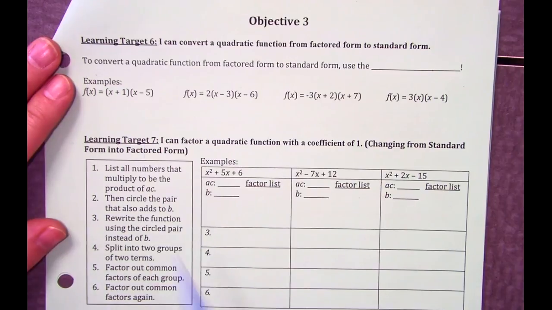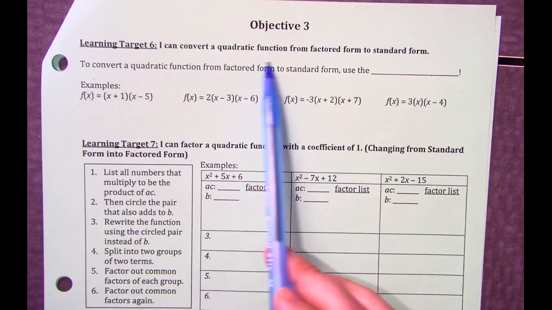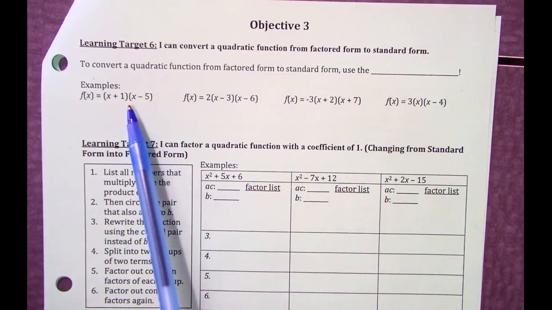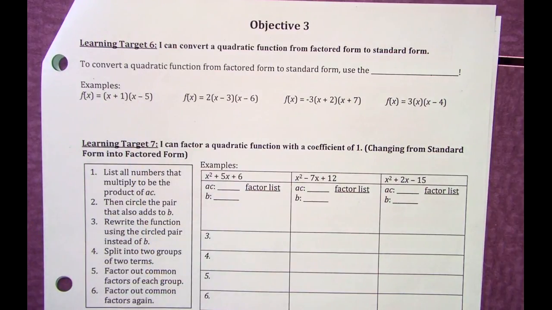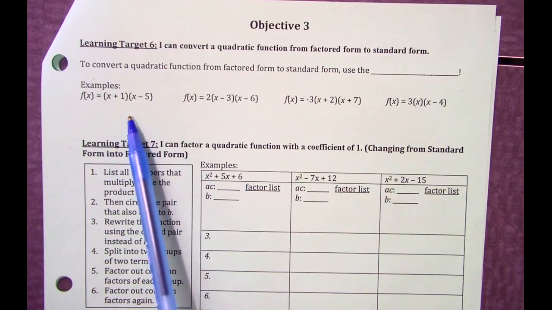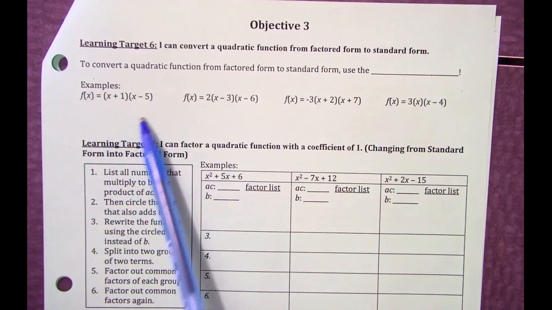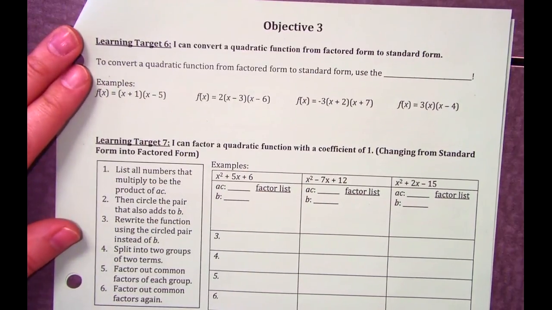For example, learning target 6 says I can convert a quadratic function from factored form to standard form. So if you have factored form, which tells you the solutions or the x-intercepts, and let's say you want to know what the y-intercept is, you can rearrange this function, and then you can look to see what the c value is in standard form, and that will give you the y-intercept. So this is a really great skill to have, so that no matter what type of equation you have, you can rearrange it to be a different type and then get different information from it.